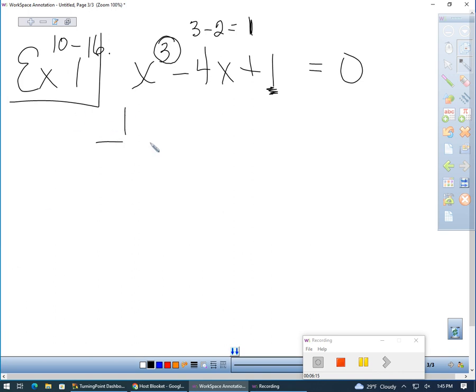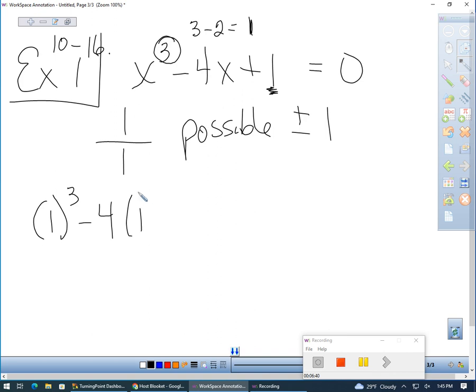right? All the factors of our leading coefficient is 1. So that means our possible zeros are plus and minus 1. So then the next step would be to plug each of those in and find out which one's the true 0. So we're going to start off by, let's start with the positive one. 1 to the third minus 4 times 1 plus 1.